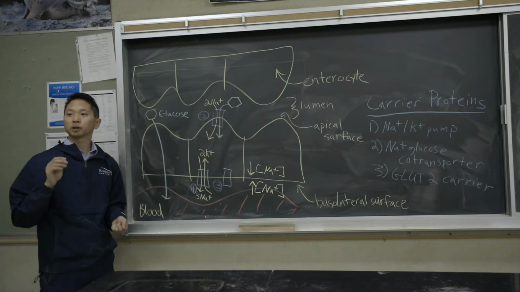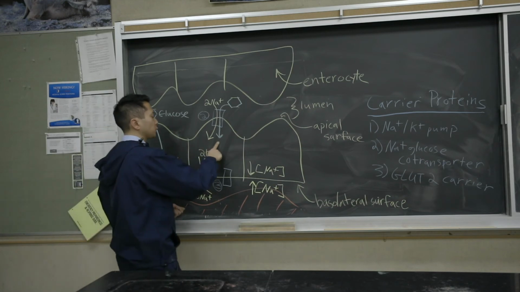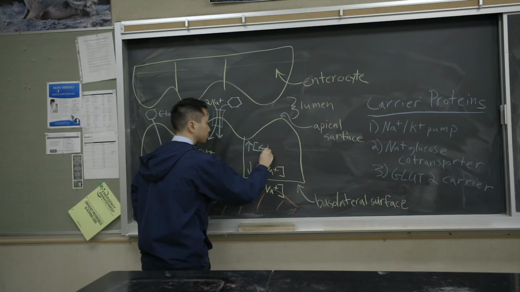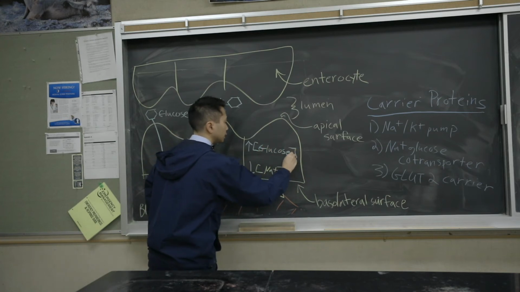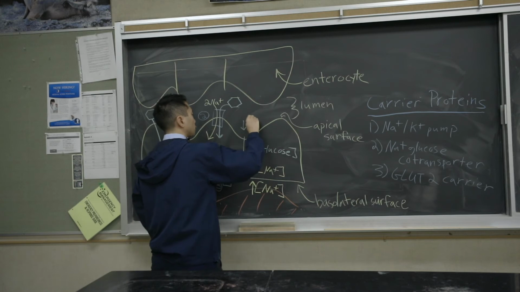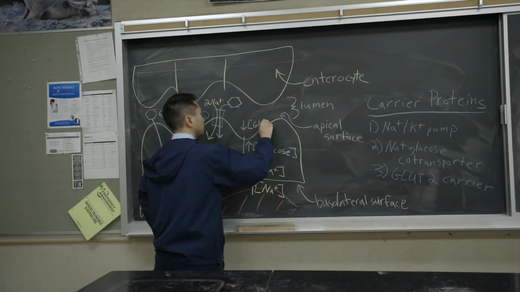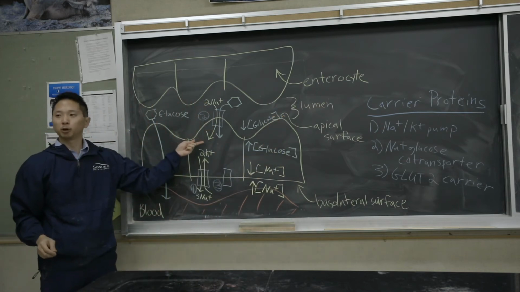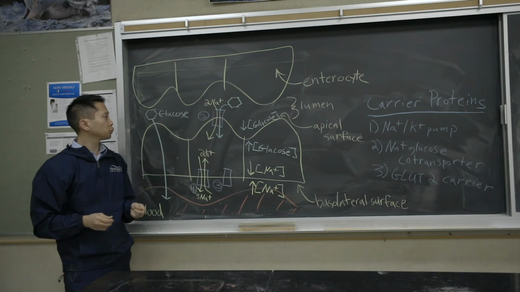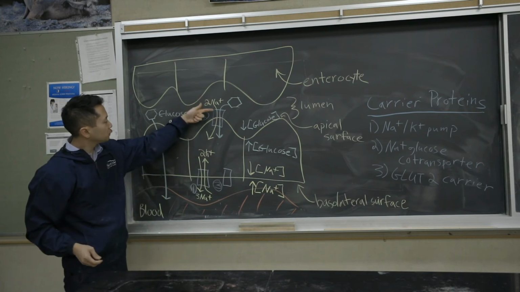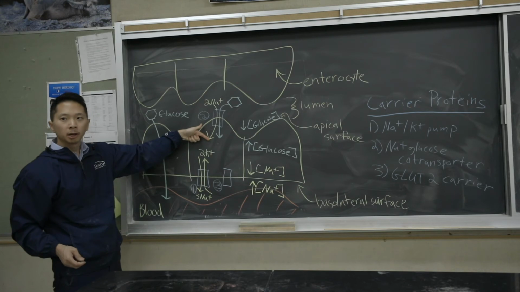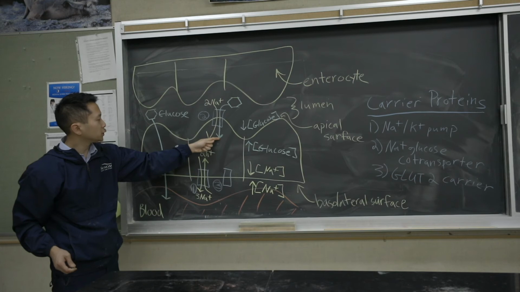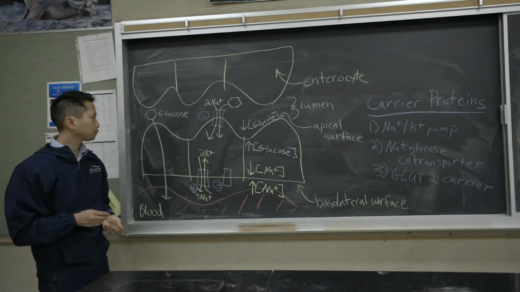against glucose's concentration gradient. So thus, that must mean there's a high concentration of glucose inside the cell, and there's a lower concentration of glucose outside the cell. This is an example of secondary active transport, where the downhill movement of sodium from high to low concentration provides the energy to move glucose against its concentration gradient to the inside of the cell.